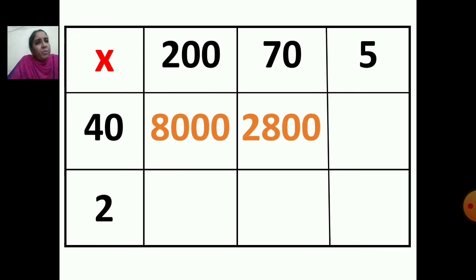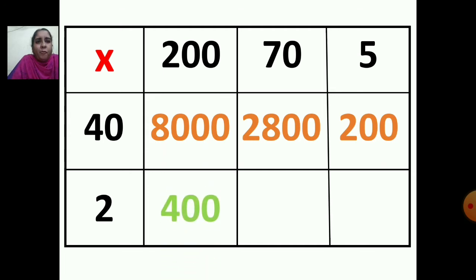5 multiply by 40. So you will say 5 into 4. 5 fours is how much? 20. And then you will put 1 zero. So what will be your answer? Sorry, 200. 5 fours are 20, and then you will put 1 zero. So it will come 200. Now we will multiply 200 with 2, 70 with 2, and then 5 with 2. Okay. Now 2 twos are 4. After 4 you will place 2 zeros. So your answer will be 400.